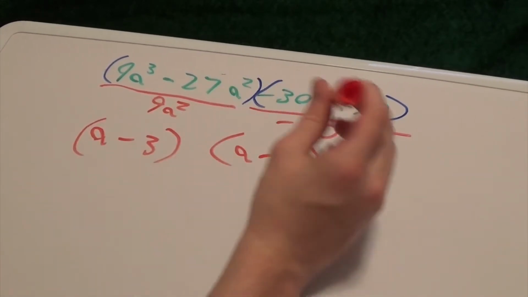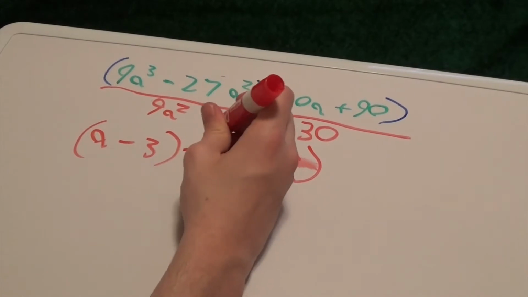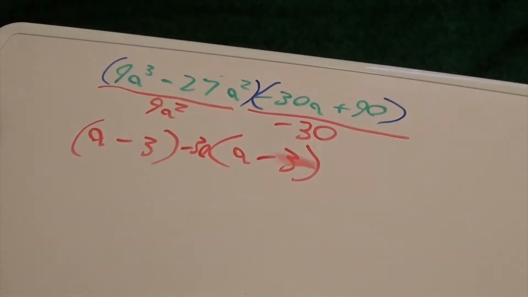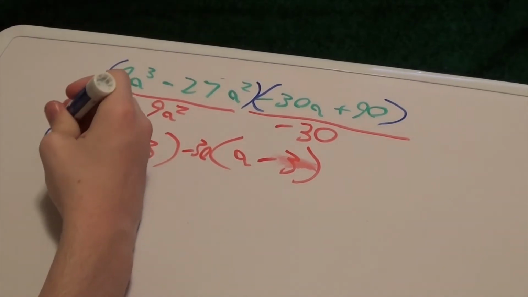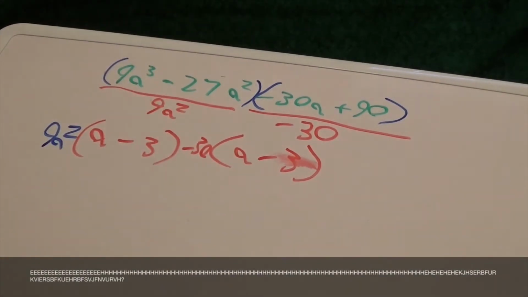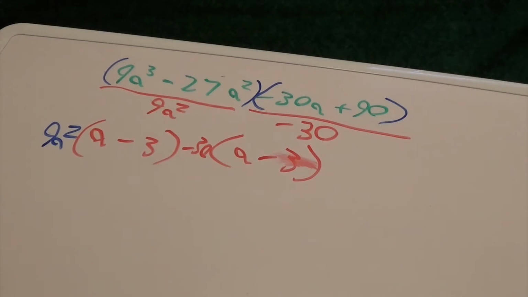Right, so let's write down our numbers over here. I'm going to write in different colors because OCD kicks in sometimes. And so, gotta put that there, right? Okay, so now we have our 2 parts of the answer.